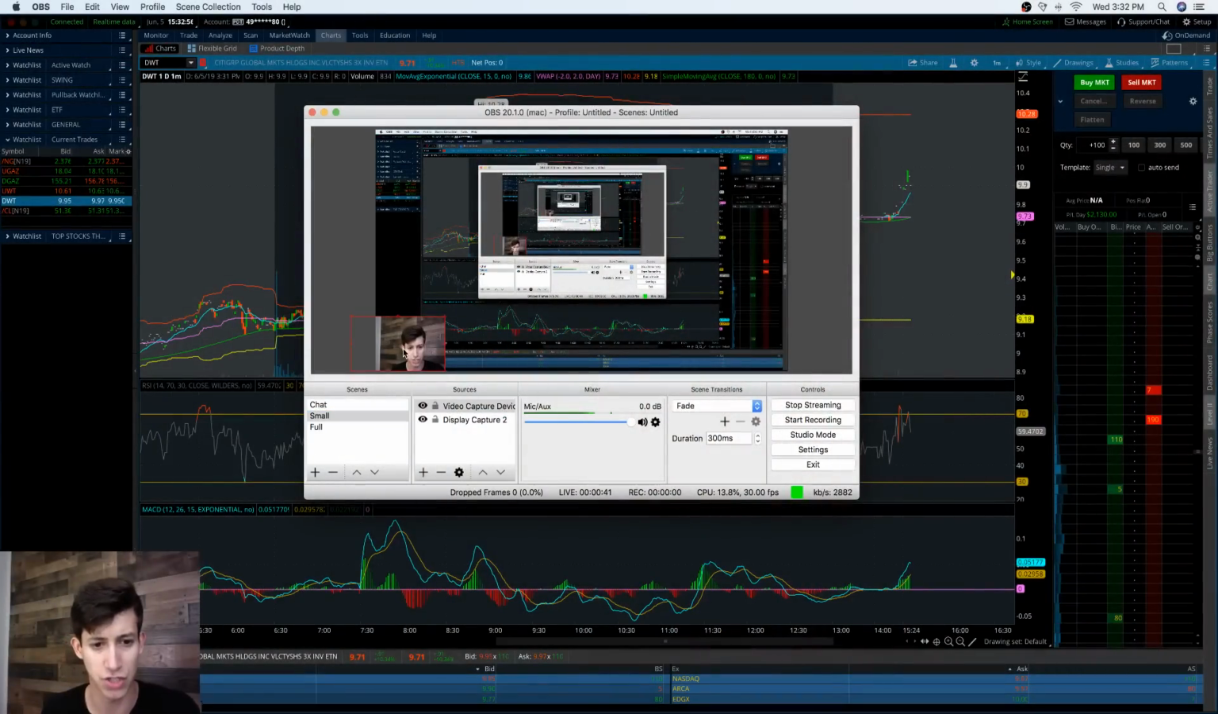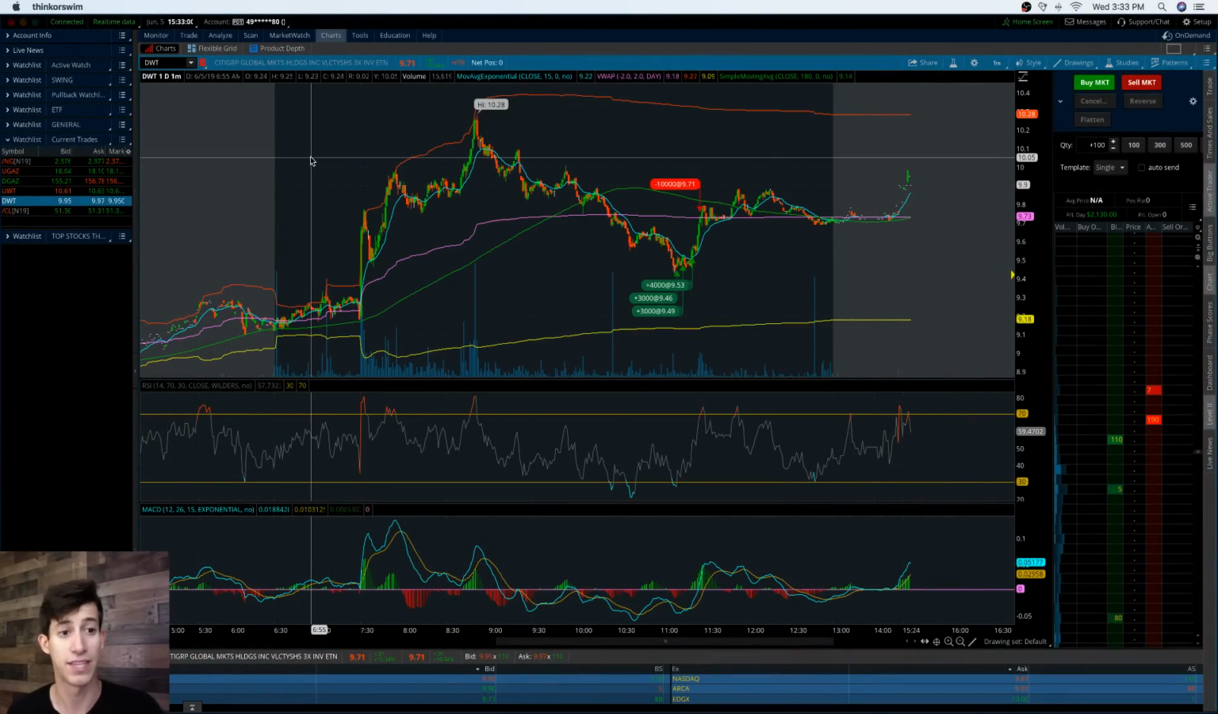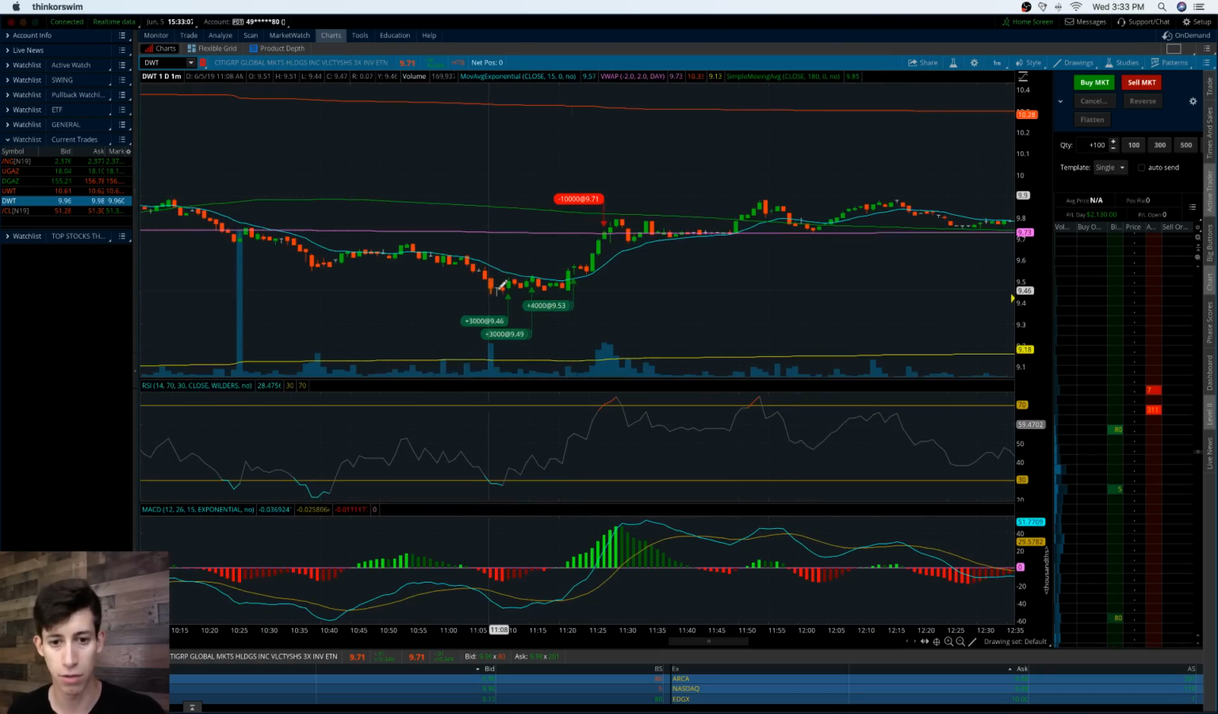I'm going to start sharing my screen just so you guys can see exactly what it is that I am looking at. This is ticker symbol DWT. You guys can see here that I bought 3 times. I like to average up. So I took my initial position size.